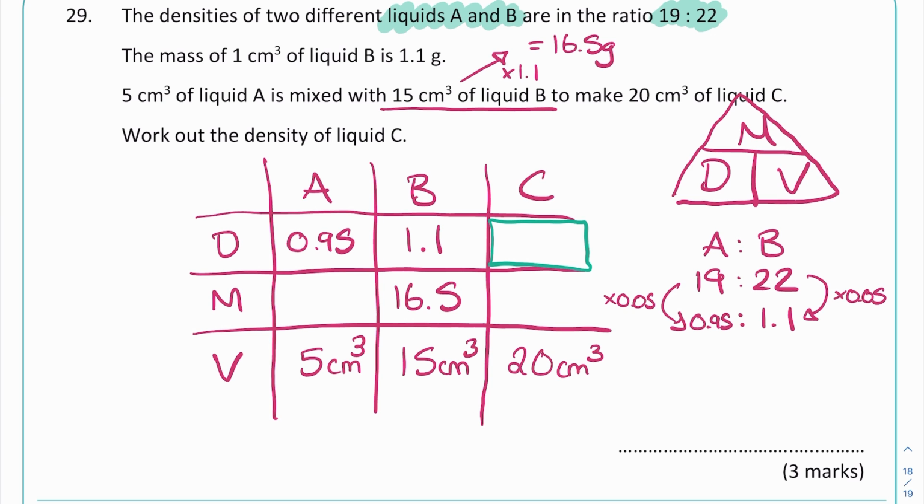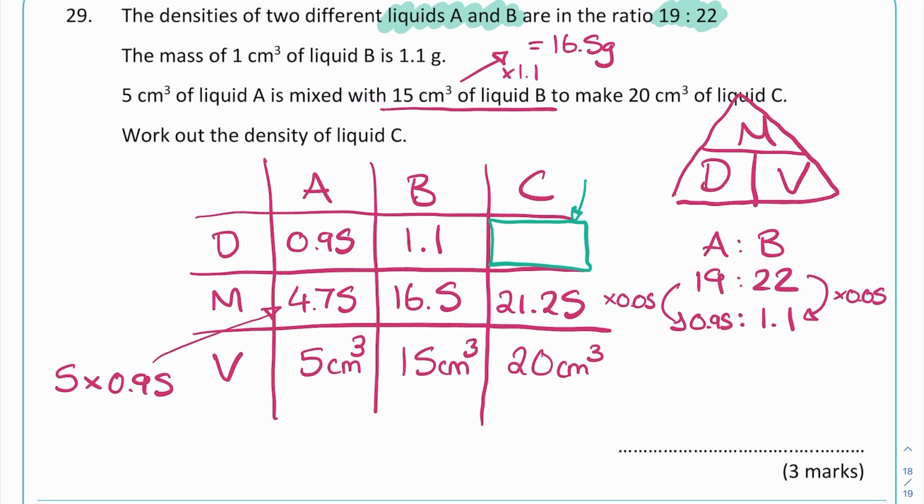When we're working out mass, looking at our formula triangle, if you cover up the M, it is density multiplied by volume. So for this one here, we would do 5 multiplied by 0.95, and that comes out as 4.75. We now have the mass of A and the mass of B. Together they will make the mass of C. So if we add those two together, 16.5 plus 4.75, that comes out as 21.25. We now have all the information that we need to work out the density of C.